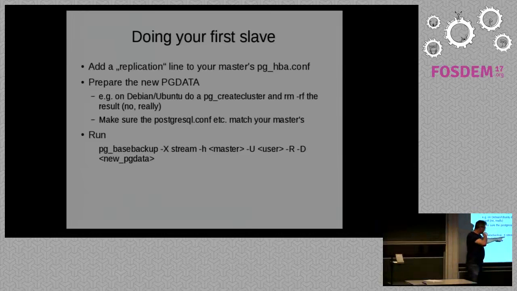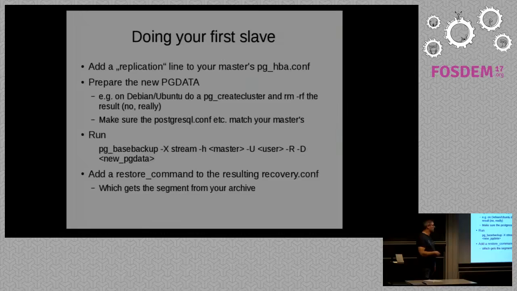Tell it to fetch the xlog segments via stream, give your host, give your user, and so on, and you give it the new PG data directory, /var/lib/postgresql, whatever. And it will just copy everything over and provide you with a running instance. And because you have given -R, it will also create a recovery.conf that will basically work, except that you will probably want to add a restore_command, which enables the new slave to fetch missing WAL segments later from your WAL archive. Start, enjoy, rinse, repeat, next slave.